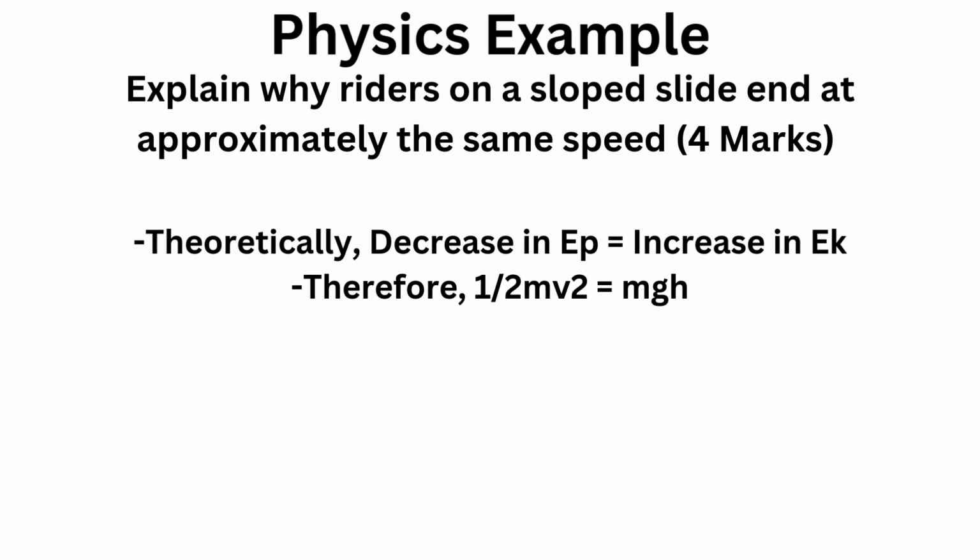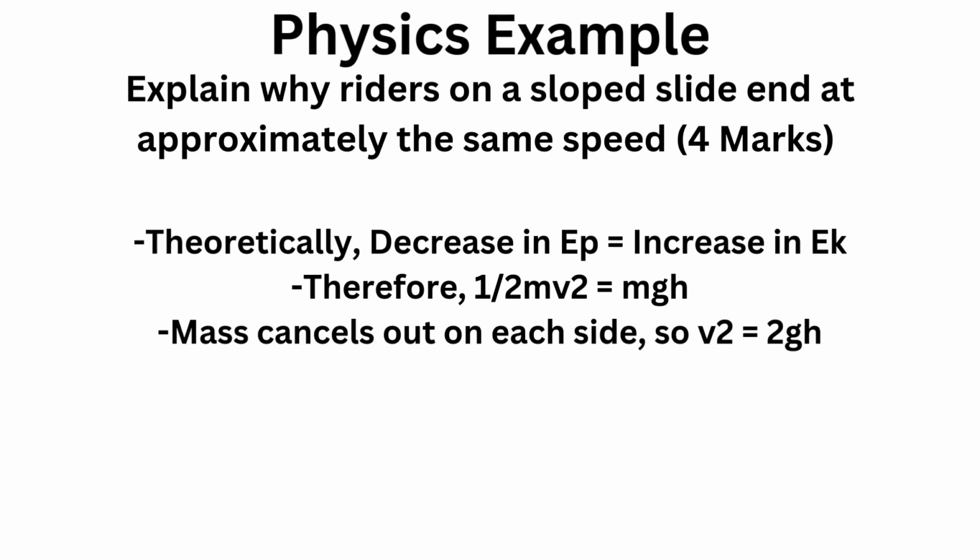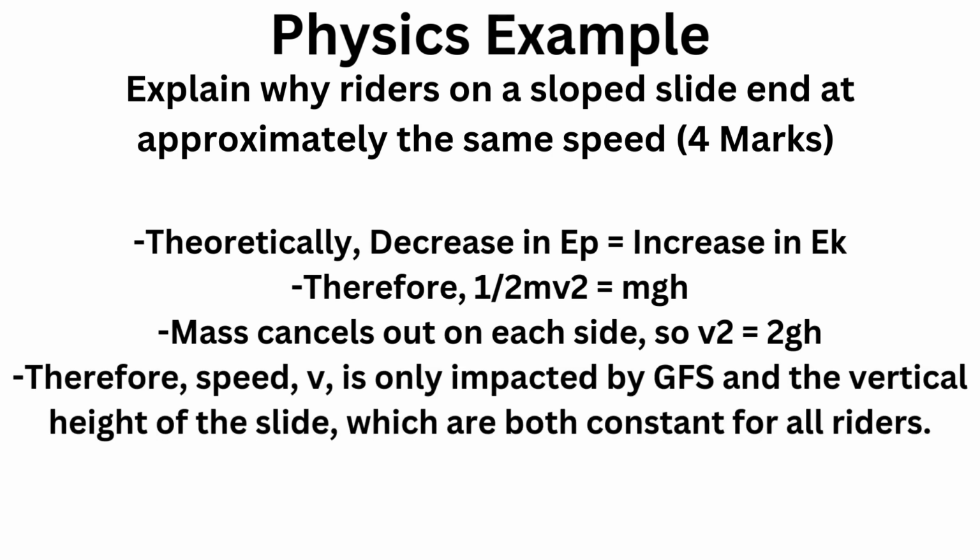the formula mgh. The mass cancels out on both sides, leaving v² equals 2gh, which we can write as v equals √(2gh). Therefore, the speed, v, only depends on the gravitational field strength and the vertical height of the slide, which are constant for all riders. You can also comment on the sources of variations in the rider's speed. These include air resistance by varying surface areas, friction between the rider and the slide, and different initial speeds.